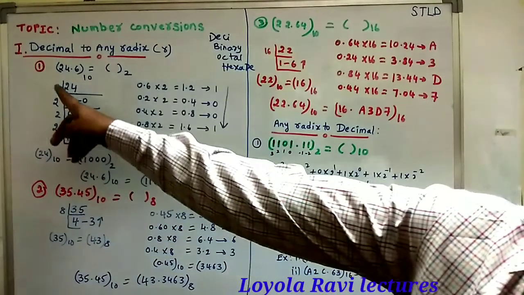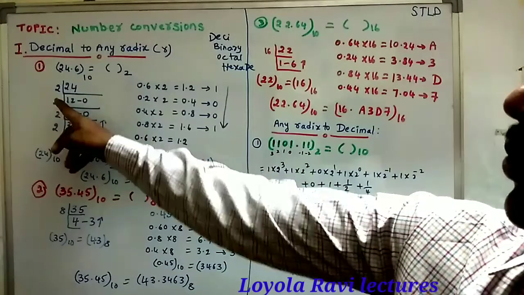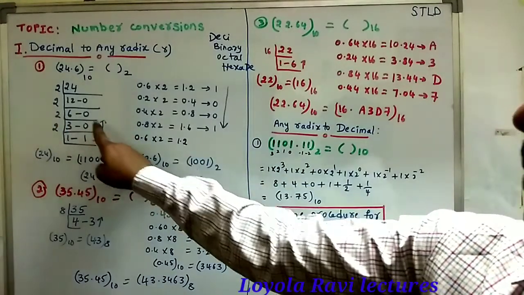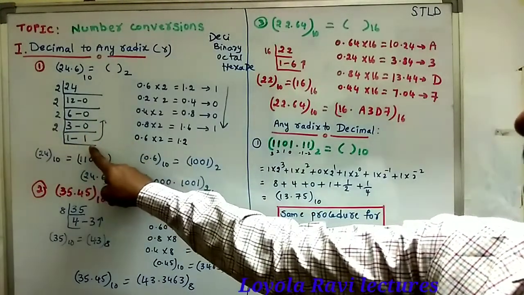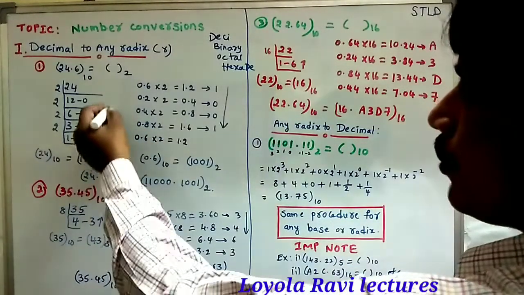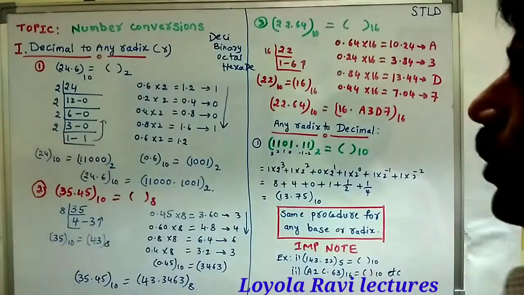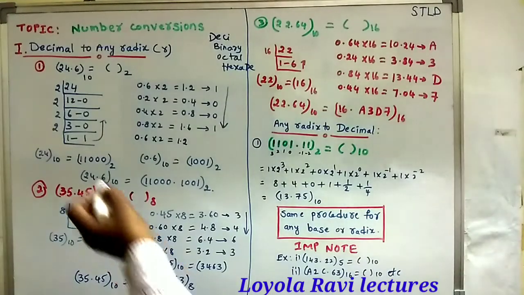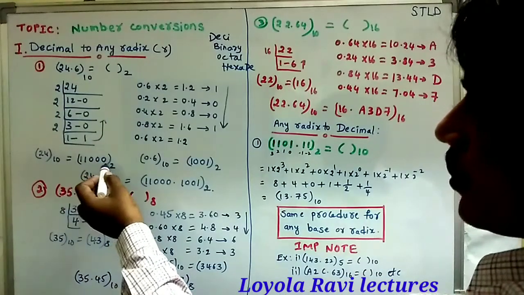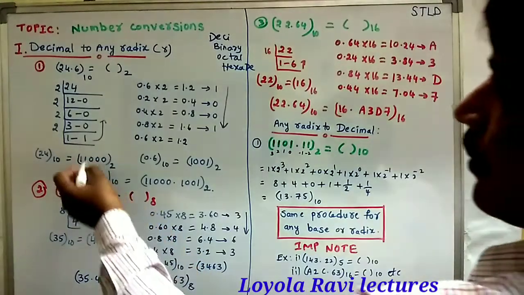So here, dividing by 2: 2 12s are 24, remainder is 0. 2 6s are 12, remainder is 0. 2 3s are 6, remainder is 0. 2 1s are 2, remainder is 1. After dividing by 2, we have to write the remainders from bottom to top. Here 1 is not going into the 2 table, so this is also a remainder. 1 1 0 0 0. That is the integer part, the binary number of 24.